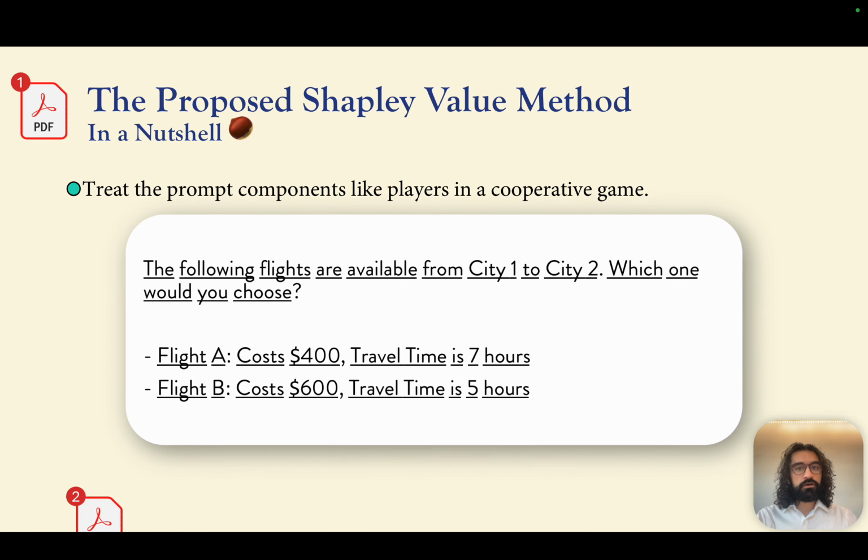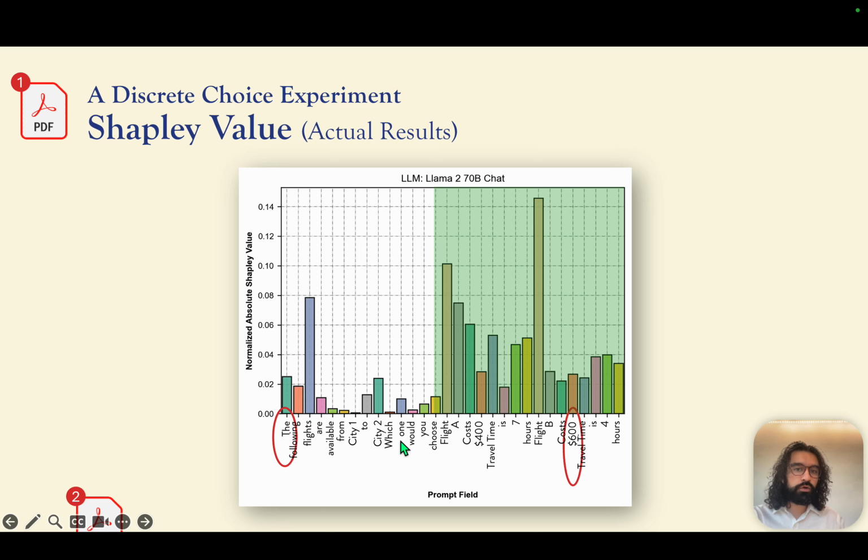So the word "the" at the beginning of the prompt was as important as the price of flight B. And we also see similar patterns going on here, like some of the tokens that should not really be that important when the model wants to choose between A or B are actually really important. Like the word "is" is actually more important than the price of flight B. And we also see some really high peaks on the words flight, flights, and flights.